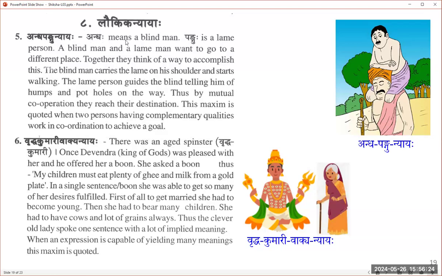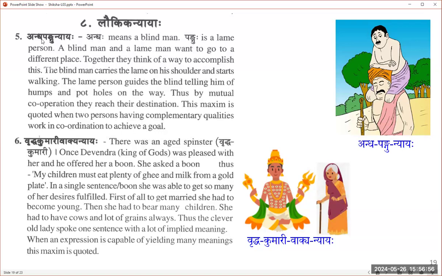Andhaha means a blind man. Panguhu is a lame person. A blind man and a lame man want to go to a different place. Together, they think of a way to accomplish this. The blind man carries the lame on his shoulder and starts walking. The lame person guides the blind, telling him of the humps and potholes on the way. Thus, by mutual cooperation, they reach their destination. This maxim is quoted when two persons having complementary skills or qualities work in coordination to achieve a goal. Teamwork.